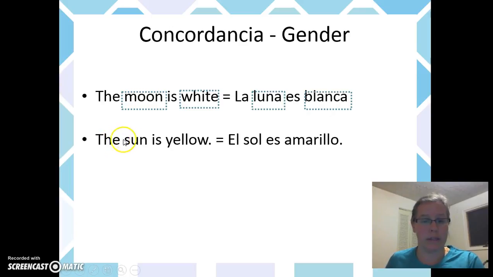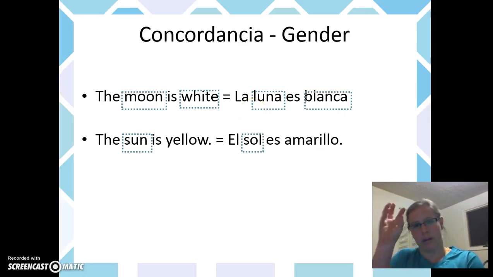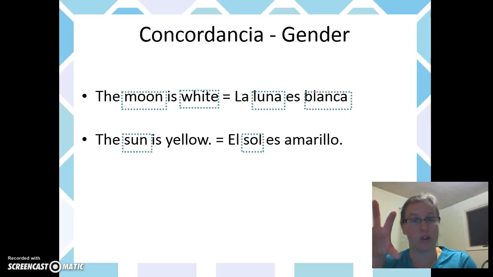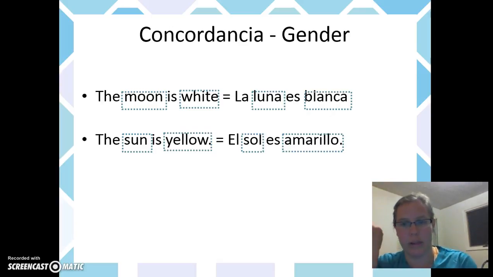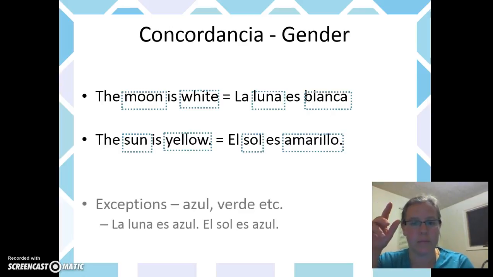If I want to talk about the sun is yellow, well, the sun is masculine. So whatever word I use to describe it, whether it's big or yellow or tremendous, that needs to be masculine as well, okay? So we'll notice that we start off with the thing we're talking about, the noun, el sol, and then we add in our adjective, our describing word, in this case, yellow, amarillo. Okay, we have to have that agreement.